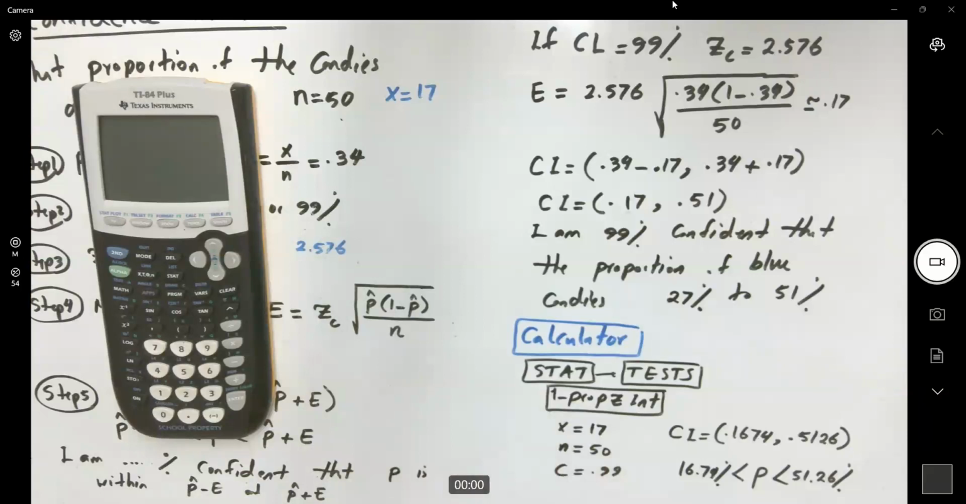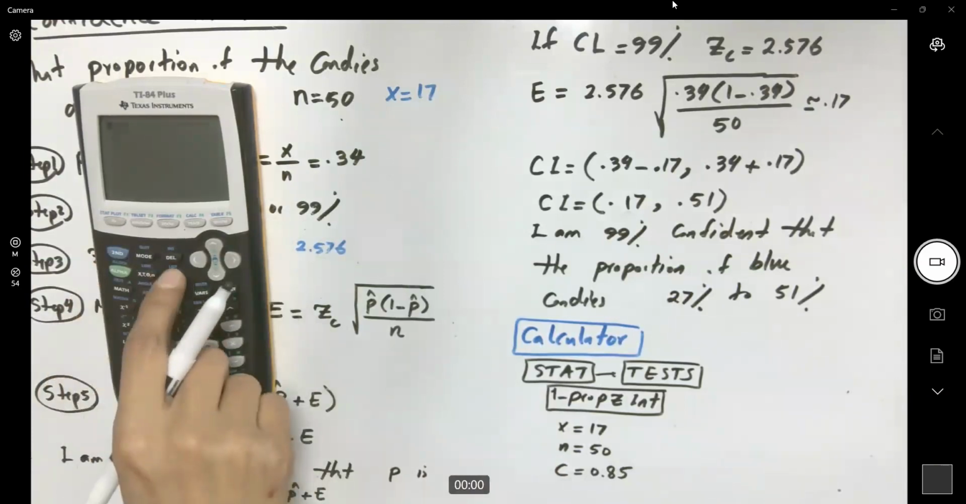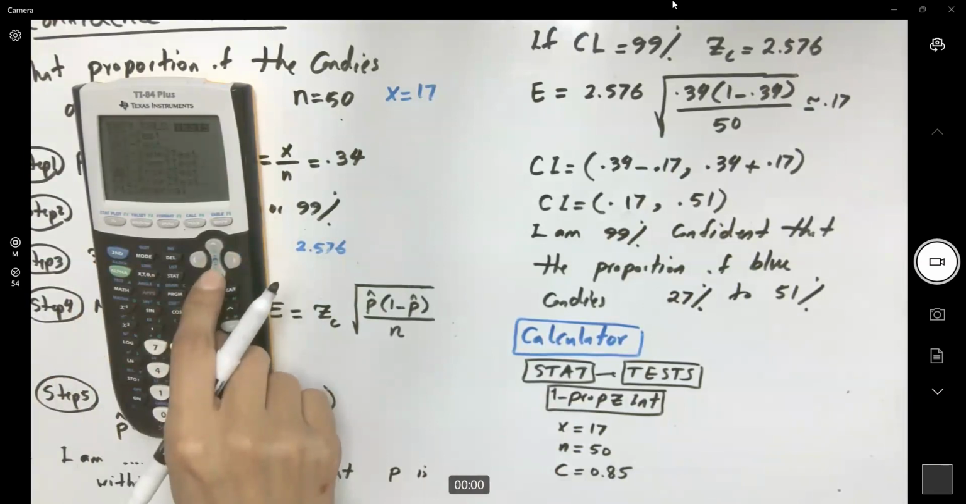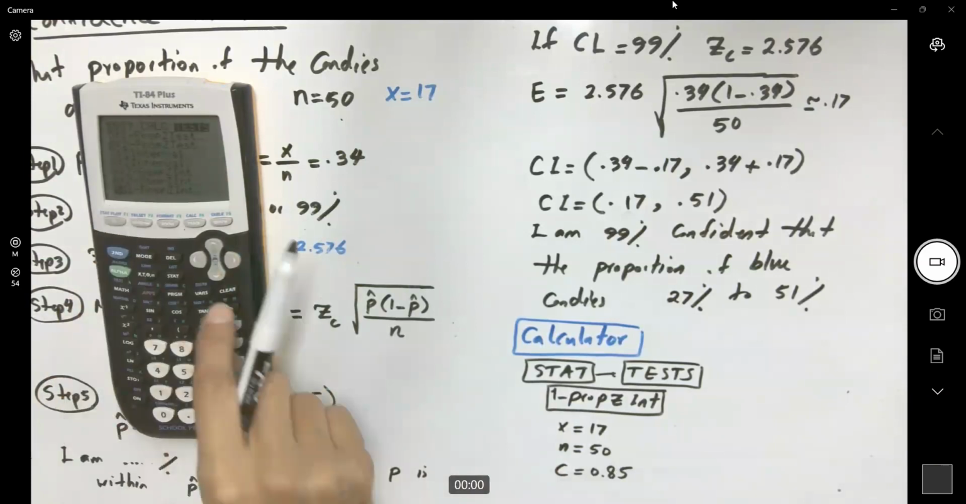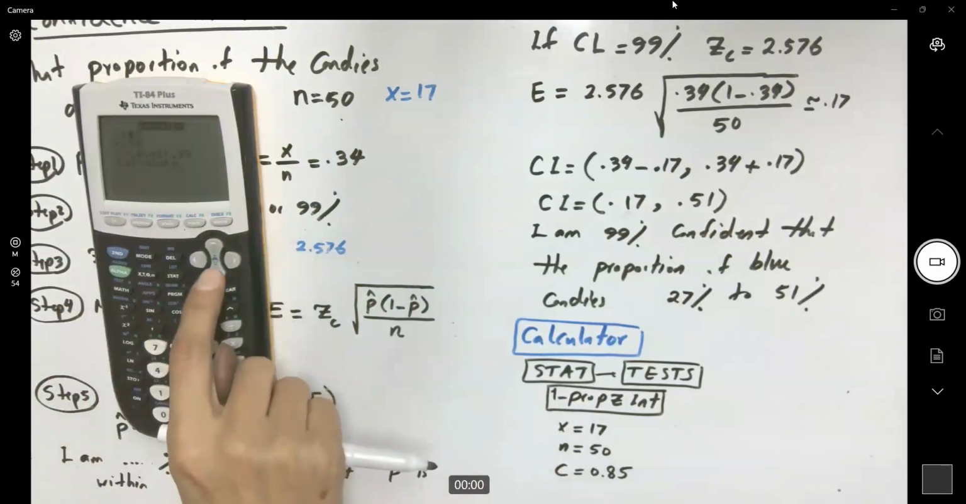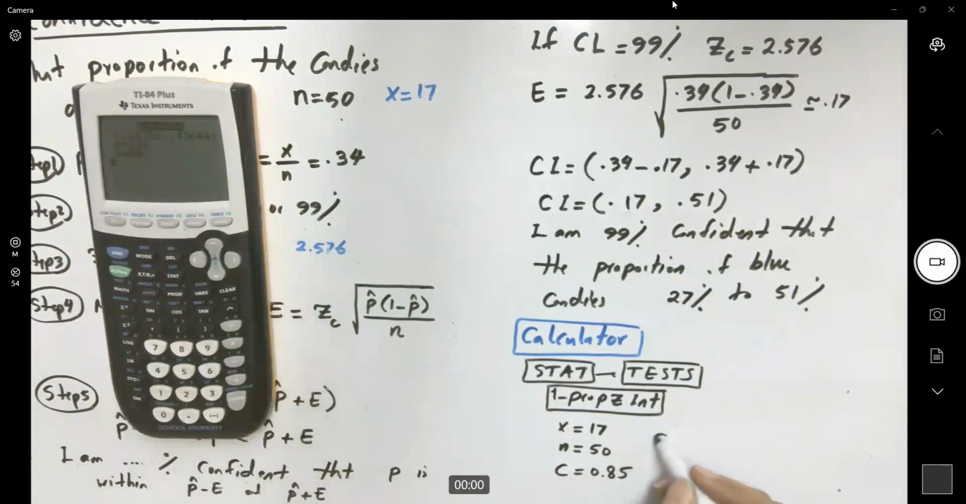So what if I change the confidence level to 80%? What if I change this to 80%, to 85%? Suppose we want to calculate the confidence interval when it is 85%. So let us go to our calculator. Here we go to stat, we go to tests. We need to find one proportion Z interval. Okay, 17, 50, now you have 0.85. Let us calculate.